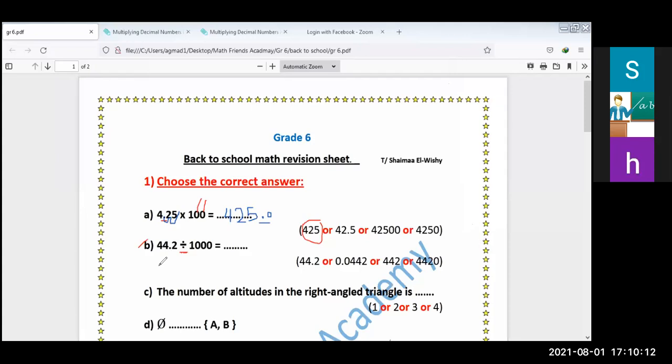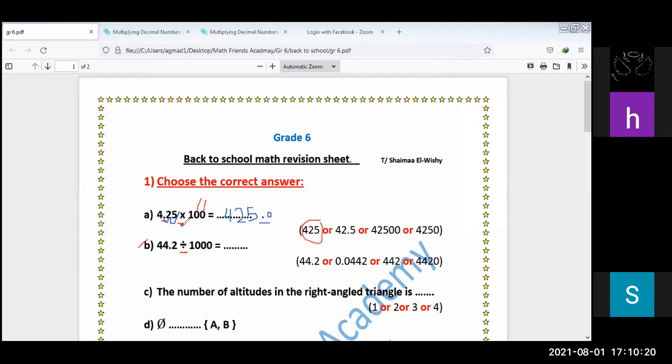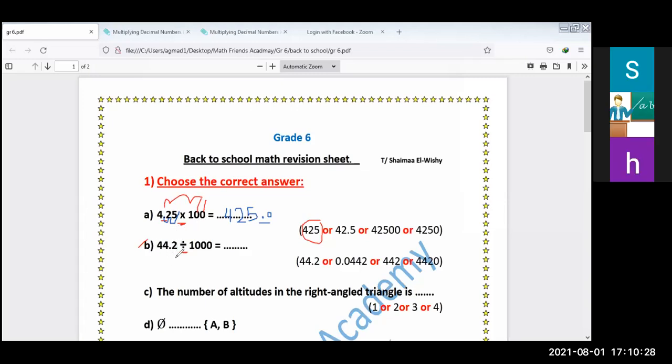Left. Yeah, excellent. So grade 6, if you have a decimal point and you multiply by 10, 100, 1,000 and so on, this decimal point will move to the right according to the number of zeros. But if I have a number with a decimal point like this, but divide by the same 10, 100, 1,000 and so on, the decimal point will go to the left according to the number of the zeros. So here I will move to the left 3 steps.